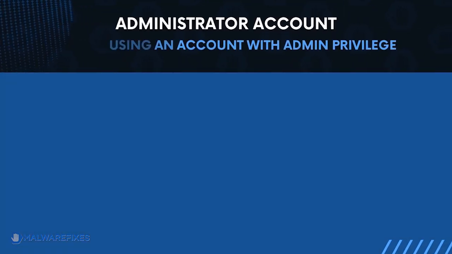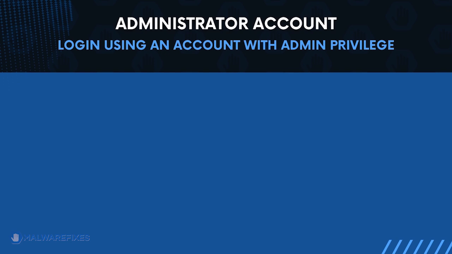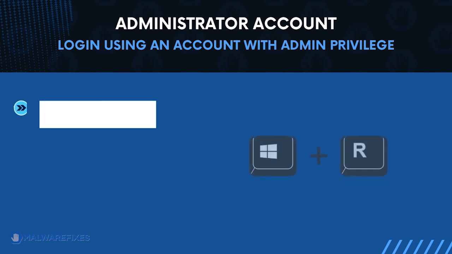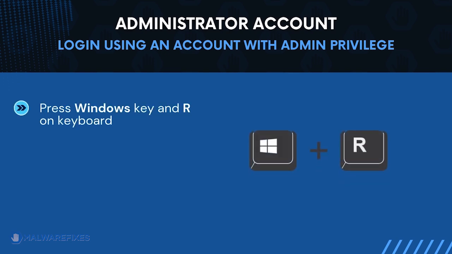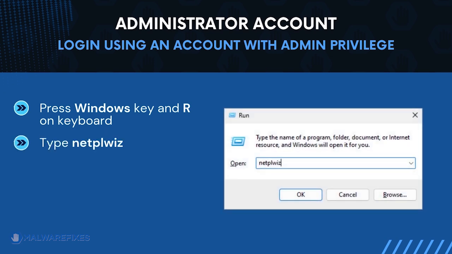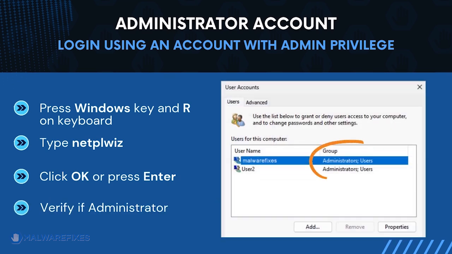Before we begin, make sure that you are logging in with an administrator account. To check for this, press Windows key and R on your keyboard. Then type netplwiz in the field. Click OK or press Enter on your keyboard. The User Accounts window will display. It will show if the current account is an administrator. After confirming that your account is an admin, we can now proceed to the procedures.